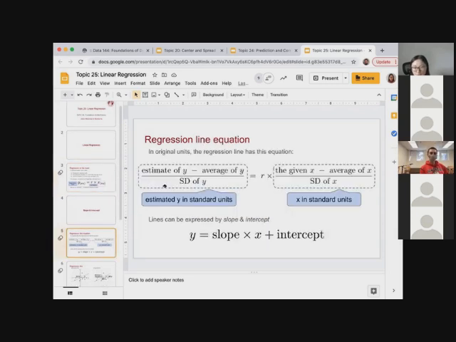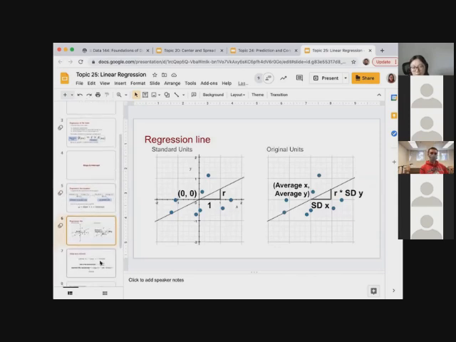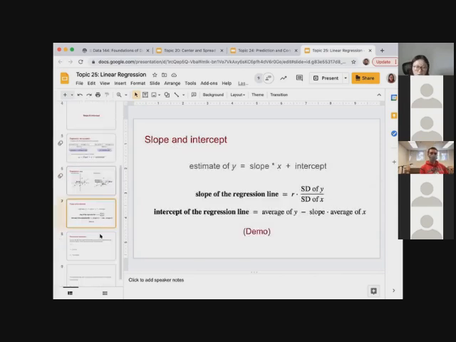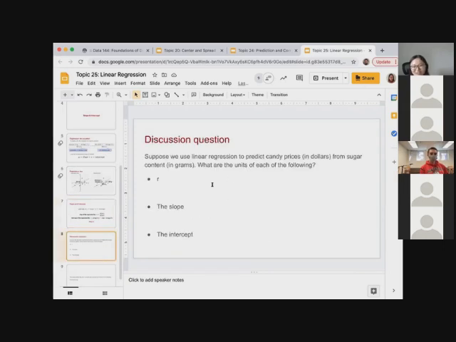And then we come back to the original units using some kind of algebra, okay? And that's exactly how we compute the slope and the intercept, where we come to these 2 formulas, okay? And then of course the discussion question, I guess we jumpstart on the discussion question, so that's useful for us to think through what all of those items are.